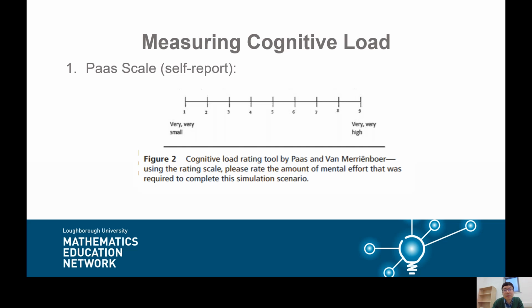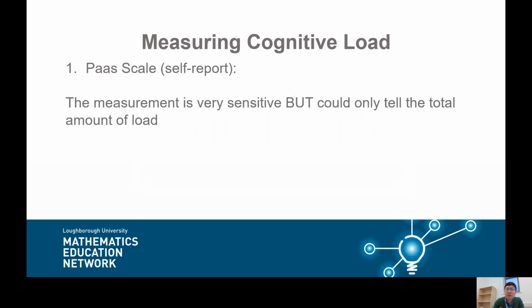The first one is the PASS scale. This scale is a self-report. So we ask students to self-report how much effort they used to solve this problem, or how much effort they used to learn examples. So they could choose one of the numbers between 1 and 9. This measurement is very sensitive. However, these measurements can only tell us the total amount of load. We couldn't distinguish types of load by using the PASS scale.